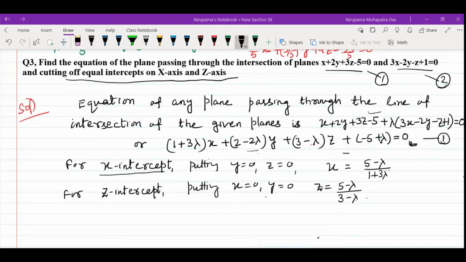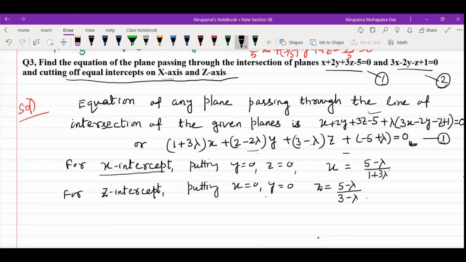So question number 3: we have to get the equation of the plane passing through the intersection of planes x plus 2y plus 3z minus 5 equal to 0 and 3x minus 2y minus z plus 1 equal to 0, and cutting off equal intercepts on the x-axis and z-axis. So it means x-intercept equal to z-intercept.